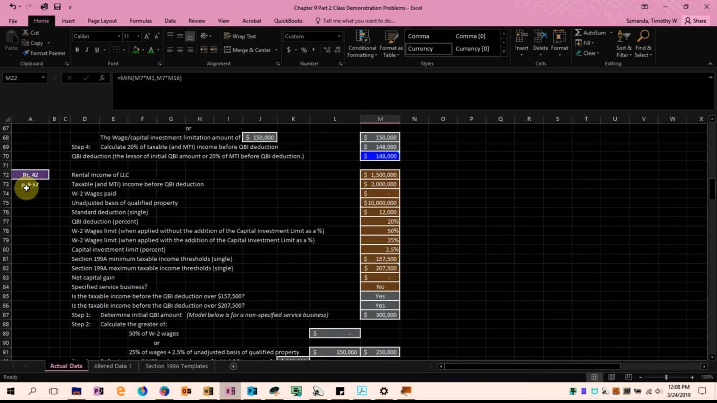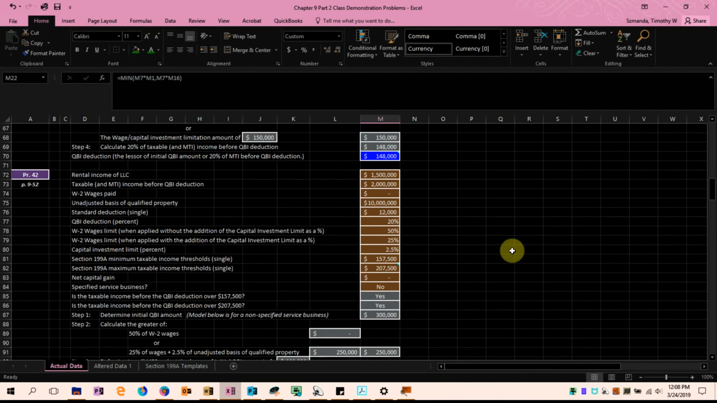Donald's taxable income before QBI deduction is $2 million. That's also his modified taxable income, so we don't need to worry about including the standard deduction anymore. They've made that calculation for us. So his modified taxable income is $2 million. Then it asks, of course, which all these problems ask, what is the QBI deduction for 2018?